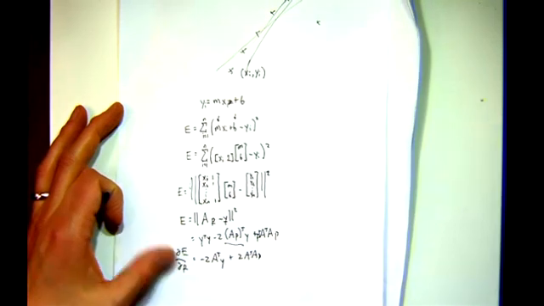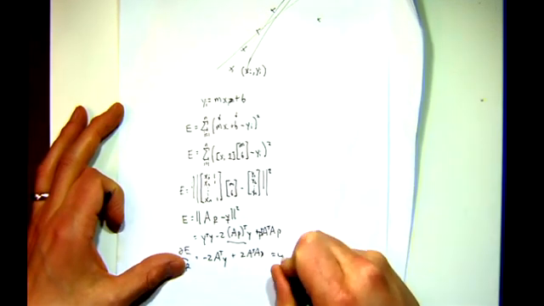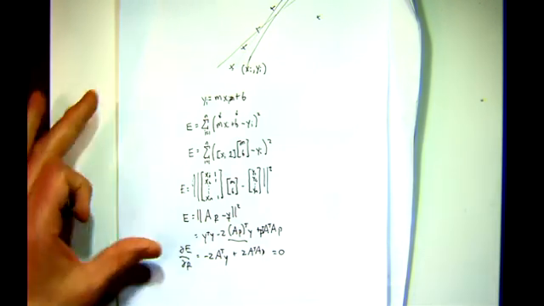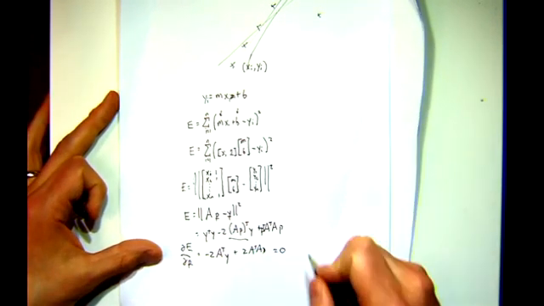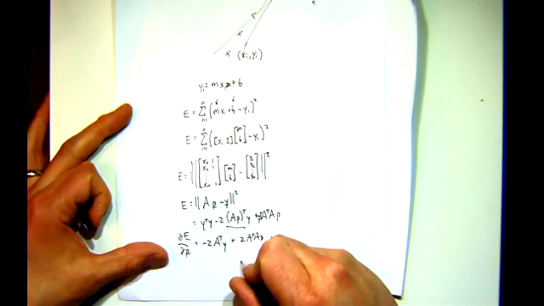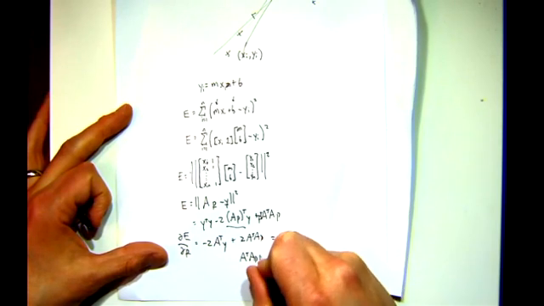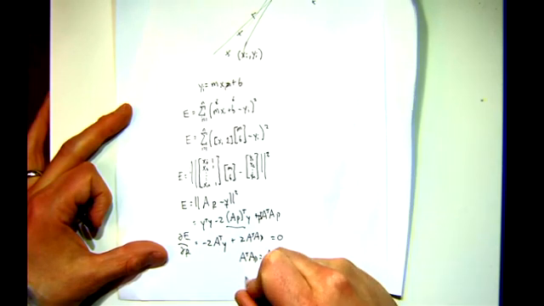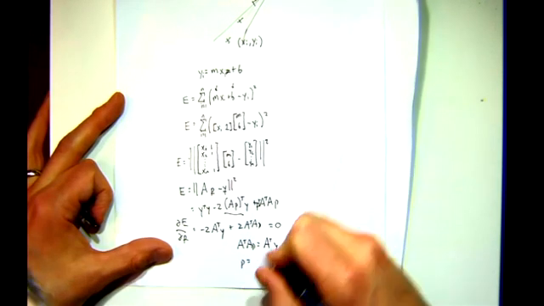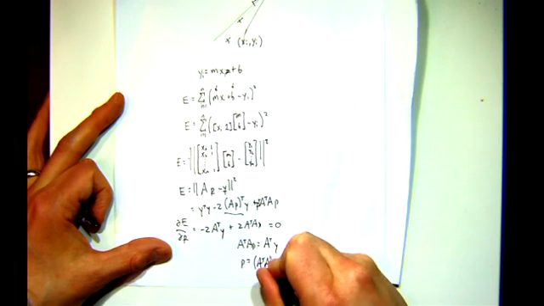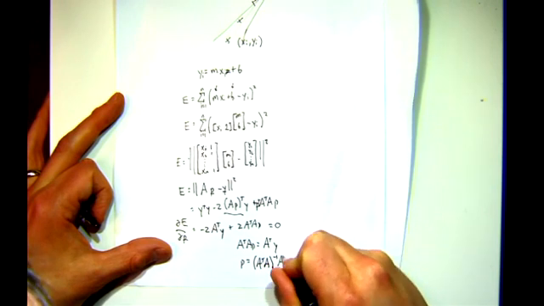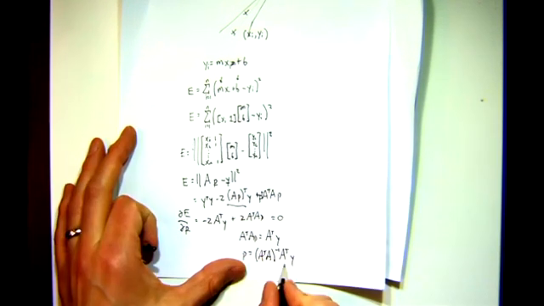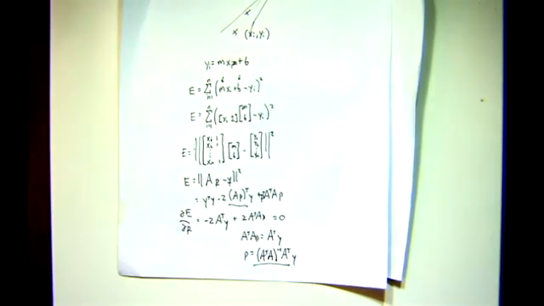So plus 2 times A transpose AP. And so then I set this equal to 0 because I'll reach the minimum when my derivative with respect to P is equal to 0. So if I move this over to the right-hand side, then I have A transpose AP equals A transpose y. And so I get P equals A transpose A inverse A transpose y. Okay. And then this is just the pseudo-inverse of A.